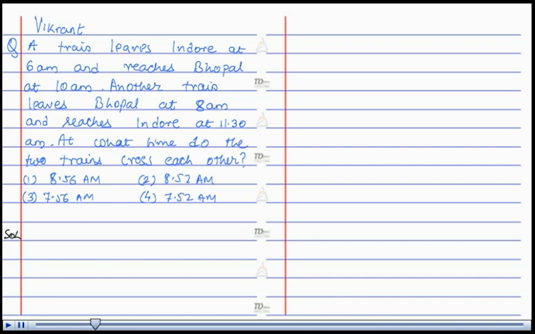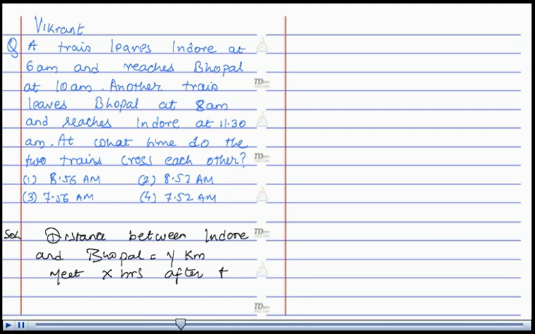The solution is, let us assume the distance between Indore and Bhopal is equal to y kilometers and they meet x hours after they start. So we can say that speed in the first case, the starting is 6 and the reaching is 10, so the speed will turn out to be y upon 4. That is total distance travelled upon total time taken.